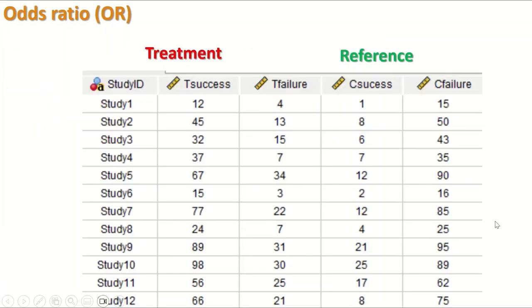Here I had inserted data for 12 studies to perform meta-analysis, and each study had recruited participants who have been assigned to either a treatment group or a reference group. The number of events occurring is recorded for the treatment and for the reference, and the number of events not occurring is recorded for treatment and for reference. So here we have a binary outcome which has only two levels, either the event occurring or not occurring. Then the effect size estimate will be the odds ratio.